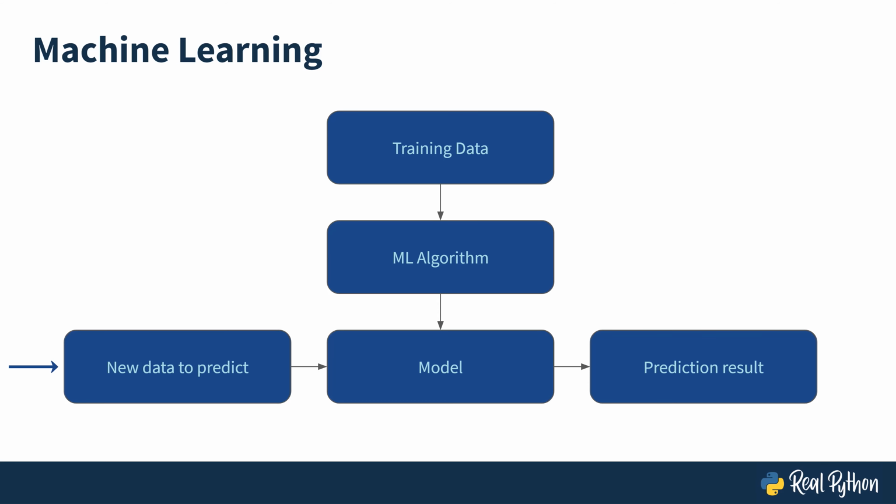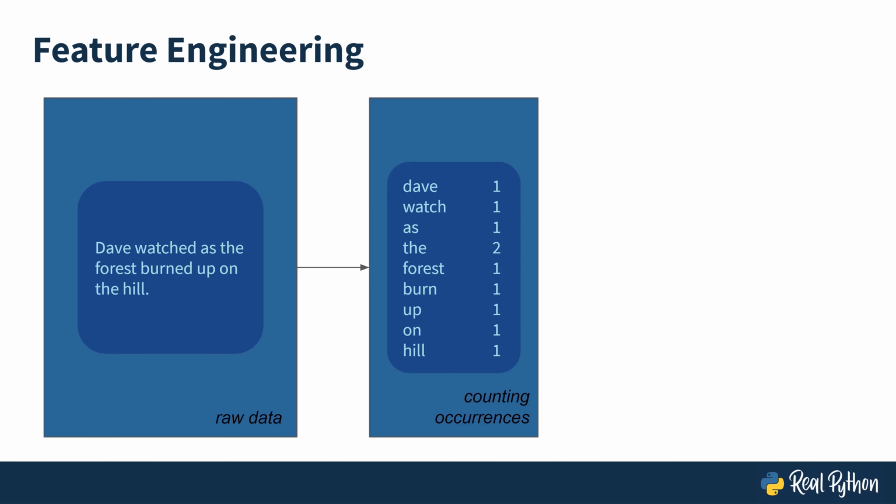One problem that arises in machine learning is how to represent data. Computers like numbers, and it's often necessary to convert data into numbers so that a computer can process it. Take, for example, text data, such as the sentence, "Dave watched as the forest burned up on the hill." 2 of these words, watched and burned, are inflected forms. For example, the base form of watched is watch. Reducing an inflected form to the base is called lemmatization and is a common task in natural language processing. After you apply lemmatization to the sentence, you can take the number of times each word appears in the sentence. And these frequency counts will convert the text to numeric features using what's called a bag of words model. This process, called feature engineering, is a common task in machine learning.